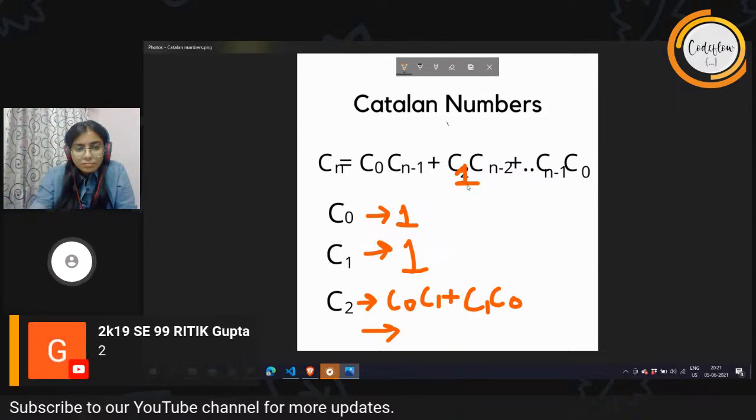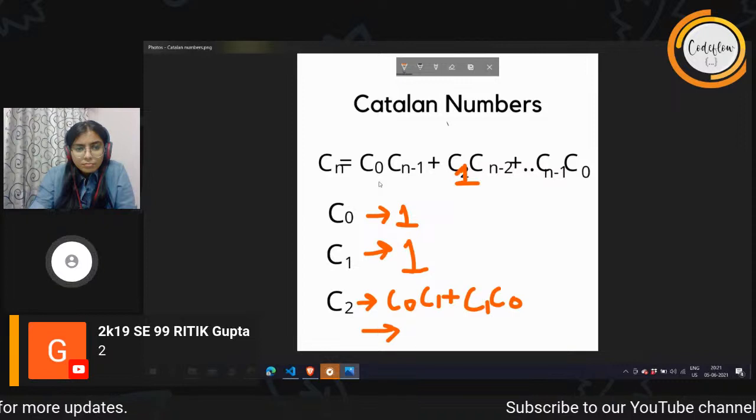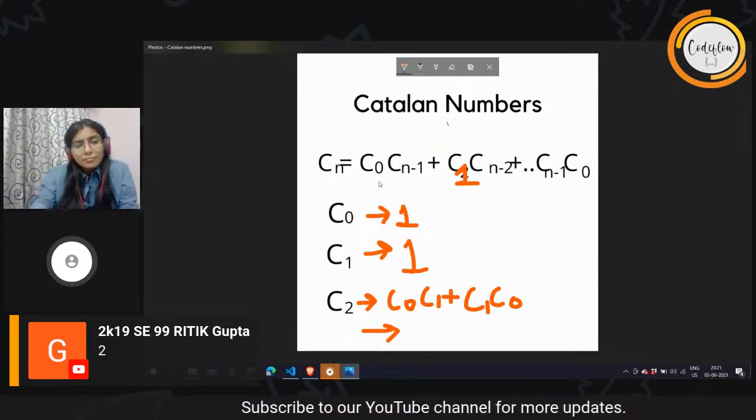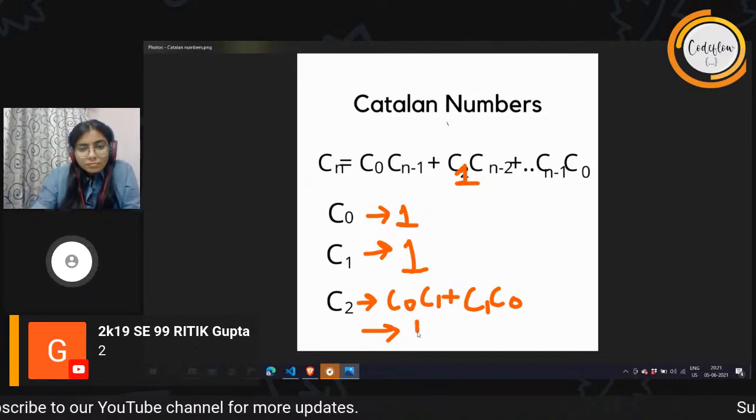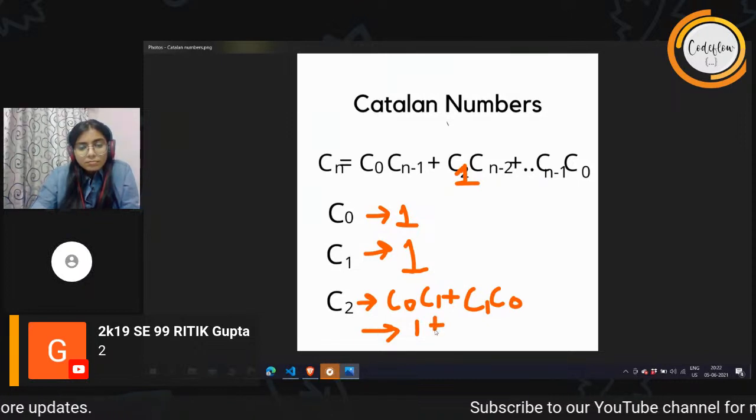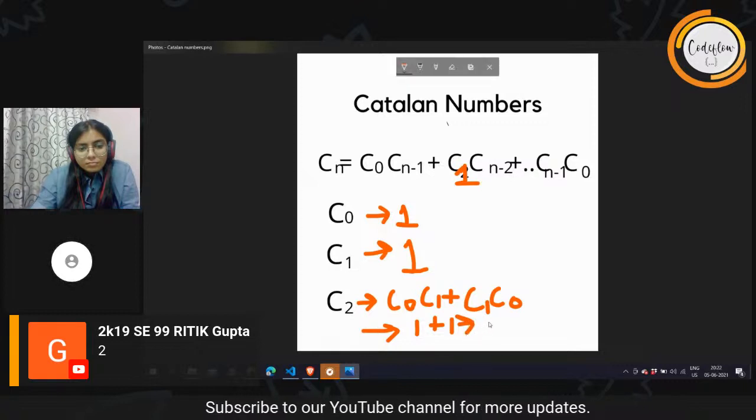The series printed was wrong. It is C0 into Cn minus 1 plus C1 into Cn minus 2. Just increase 1 from the first index and decrease 1 from the second. What is the use of Catalan numbers? I'll tell that after this. C0 times C1 is 1, plus 1, so Catalan number of 2 is 2.